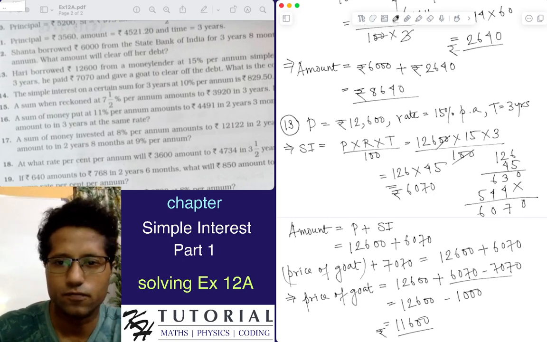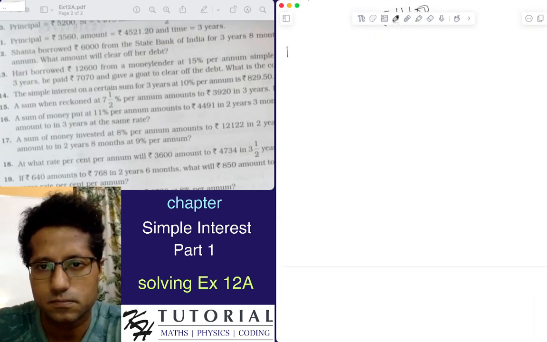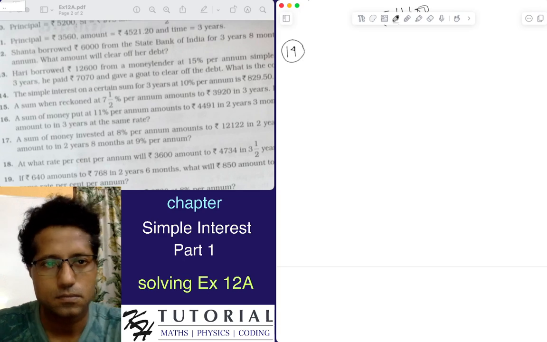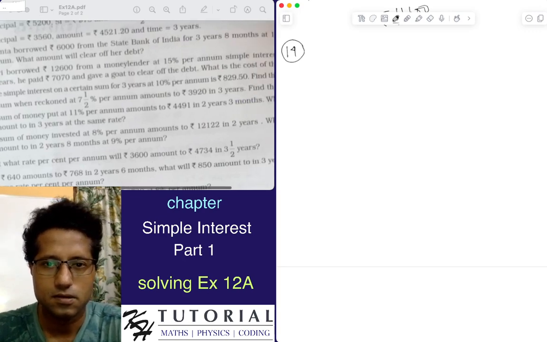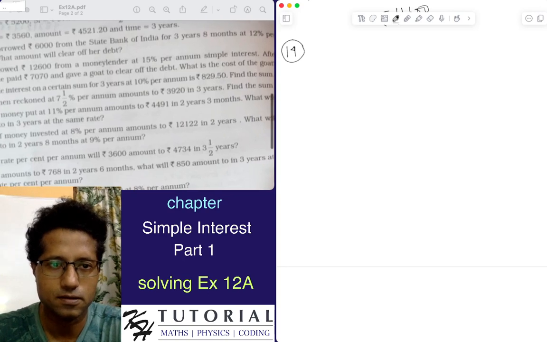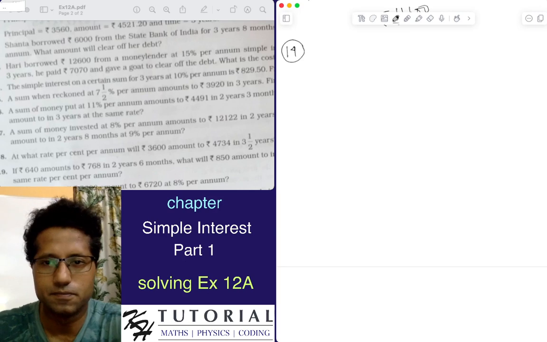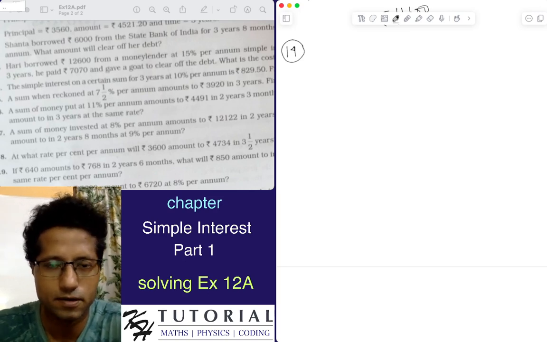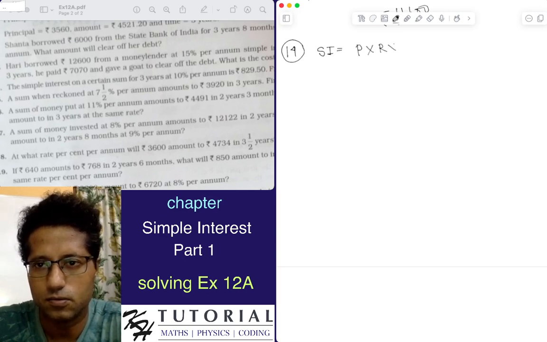Let's see problem number 14. Problem number 14 says the simple interest on a certain sum for 3 years at 10% per annum is rupees 829.50. Find the sum. The sum is the principal, so let us denote it with P. So we have SI equals P into R into T by 100.